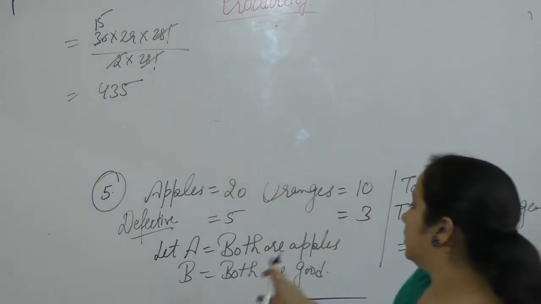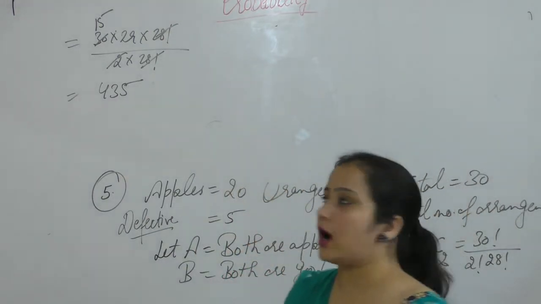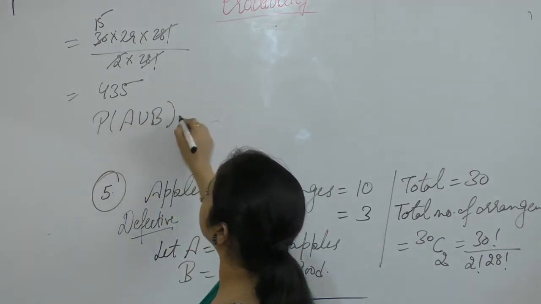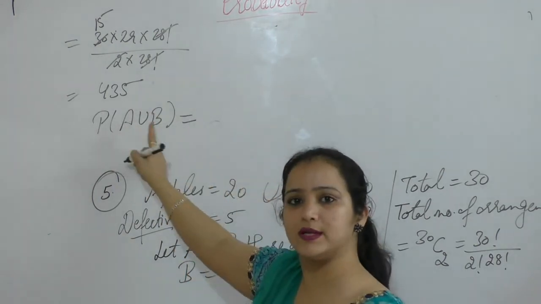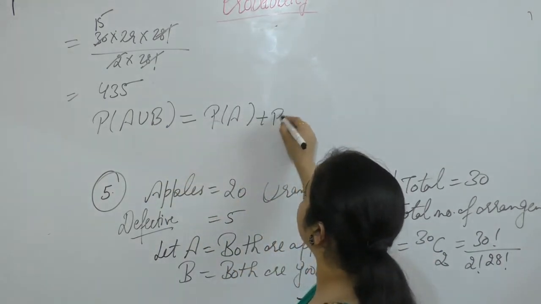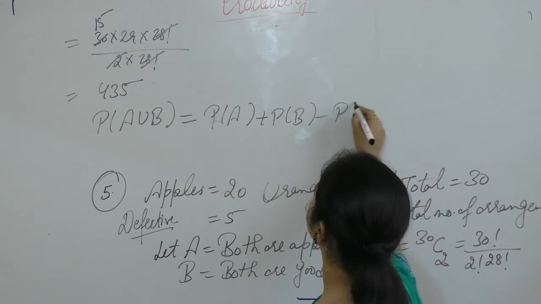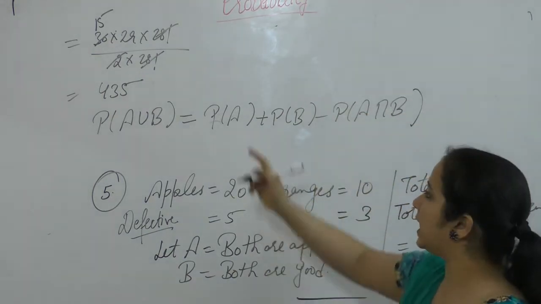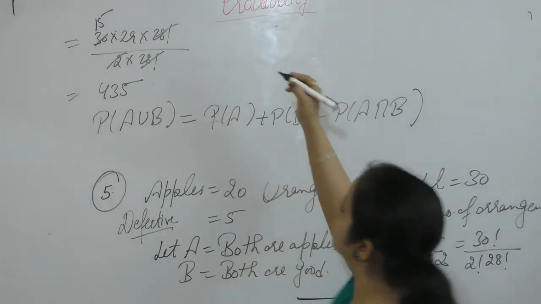Now both are apples or both are good. So we want to find the probability of A union B, that is both are apples or both are good. We know the formula: probability A plus probability B minus probability A intersection B. Now first we have to find these probabilities.